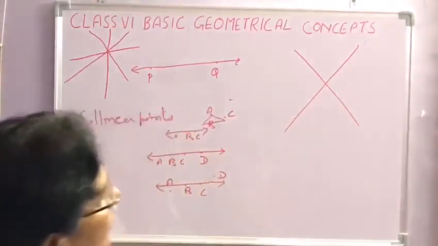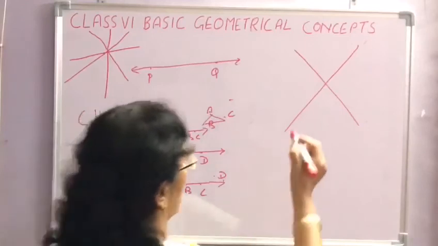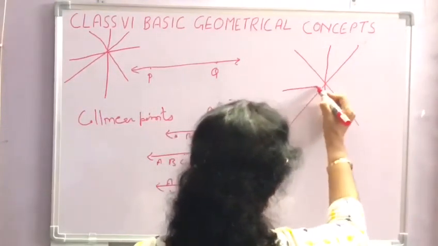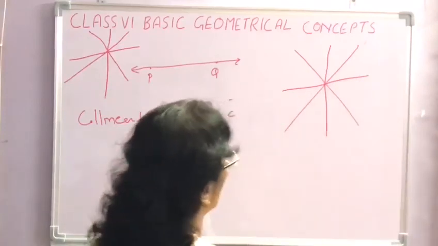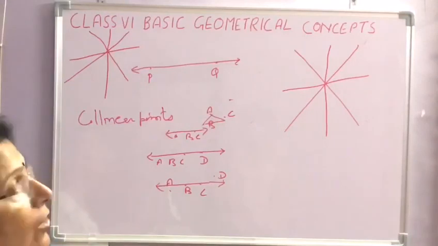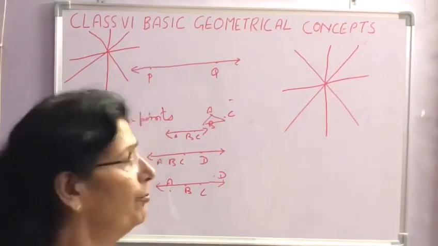When two lines meet at a point, they are called intersecting lines. Take another line from this point. We can draw another line from this point. These lines are called concurrent lines. It means three or more lines, when they pass through the same point, they are called concurrent lines.